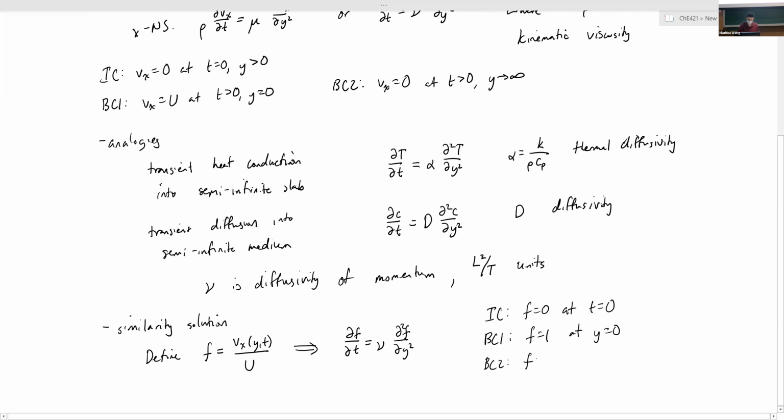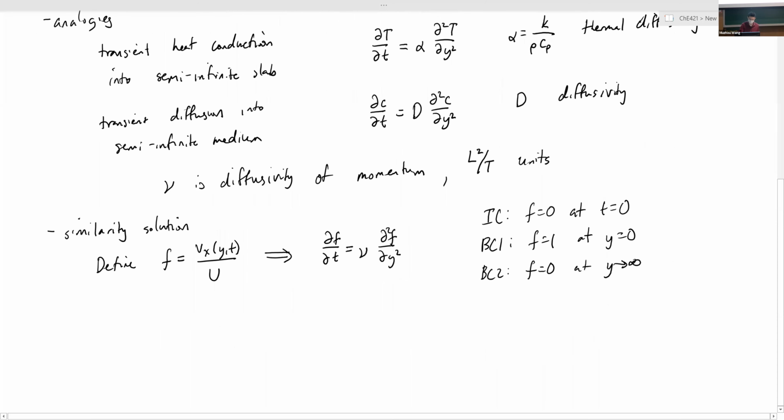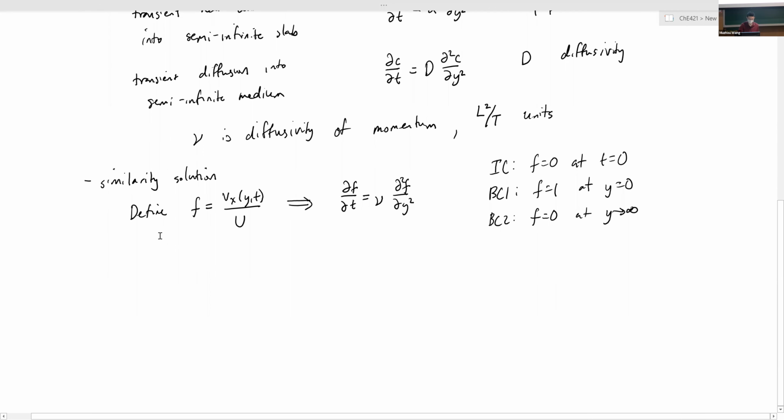And again, if Vx equals 0, then f equals 0. It turns out that while we know what the units of f is at this point, it's just a velocity over velocity, and so it's non-dimensional. It has no units.